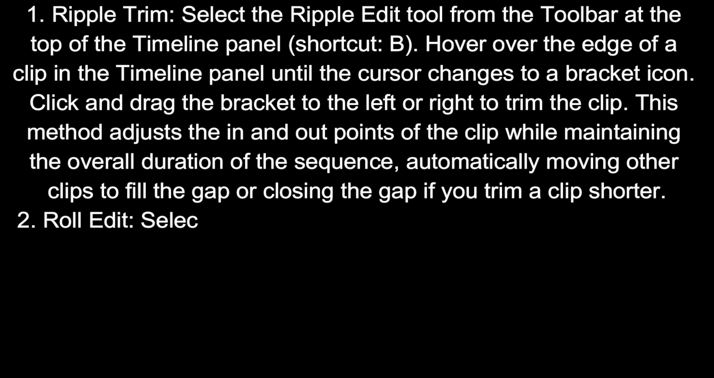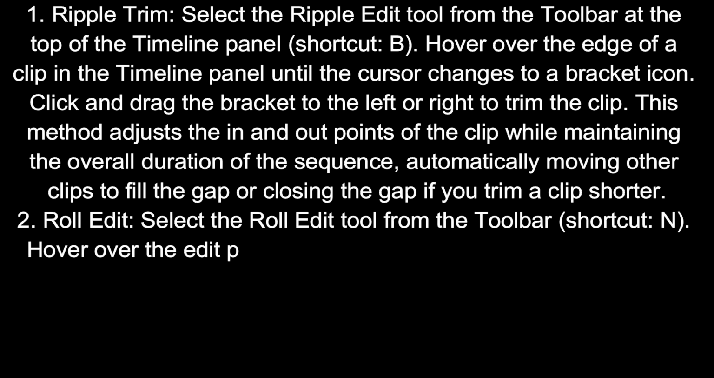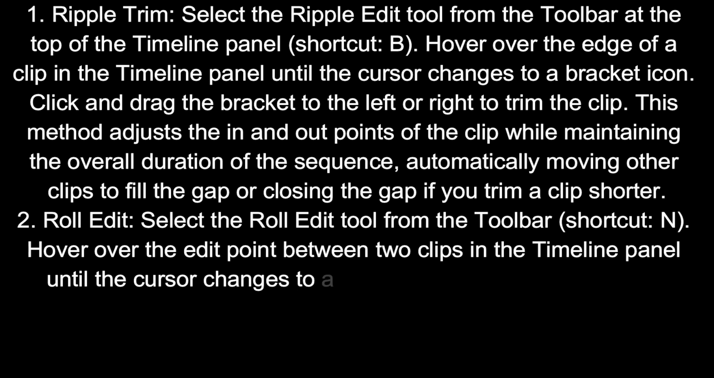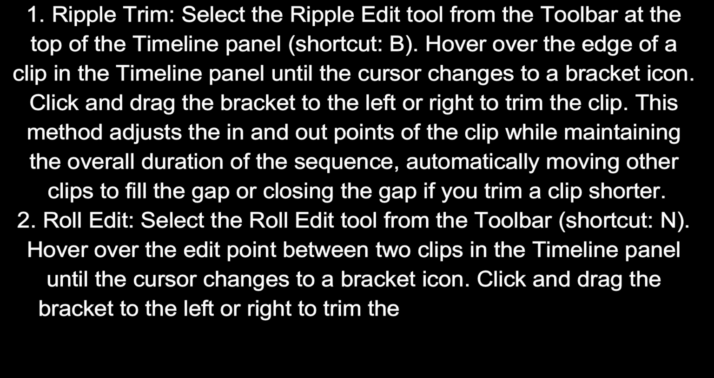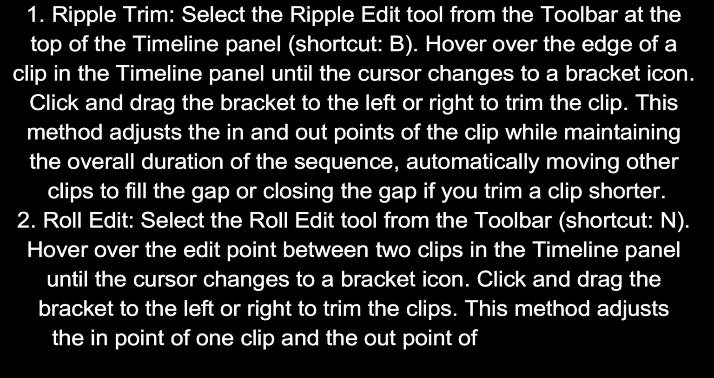2. Roll Edit. Select the Roll Edit tool from the toolbar. Shortcut: N. Hover over the edit point between two clips in the timeline panel until the cursor changes to a bracket icon. Click and drag the bracket to the left or right to trim the clips. This method adjusts the in point of one clip and the out point of the adjacent clip, effectively rolling the edit point between them.